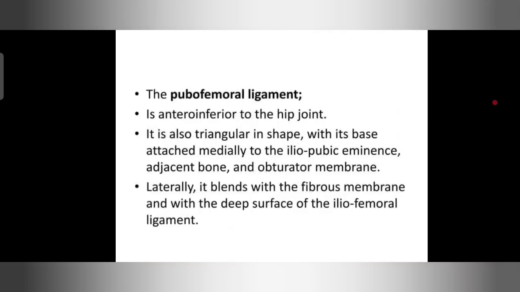Next is a pubofemoral ligament. It is anterior inferior to the hip joint. It is also triangular in shape with its base attached medial to the iliopubic eminence, adjacent bone and obturator membrane. Laterally, it blends with the fibrous membrane and with the deep surface of the iliofemoral ligament.